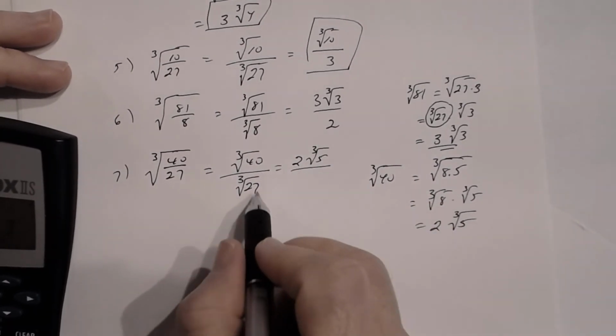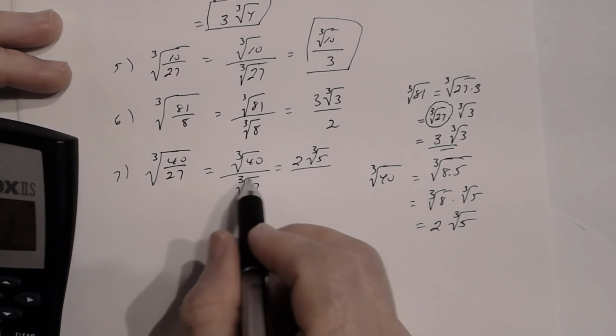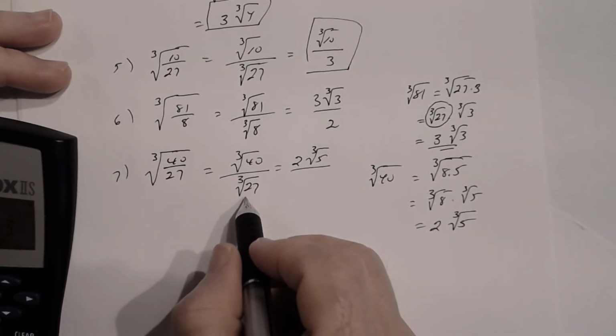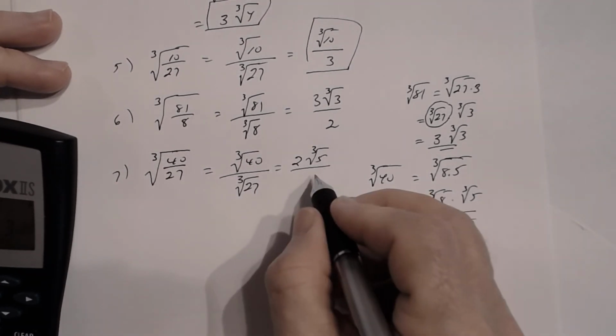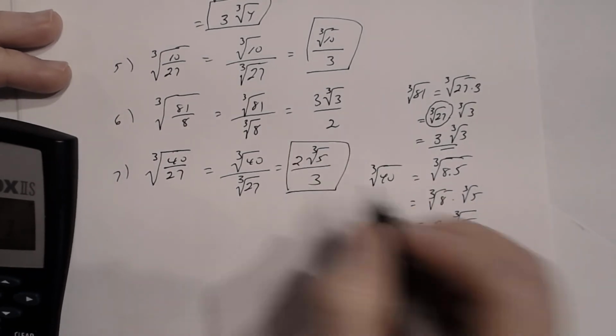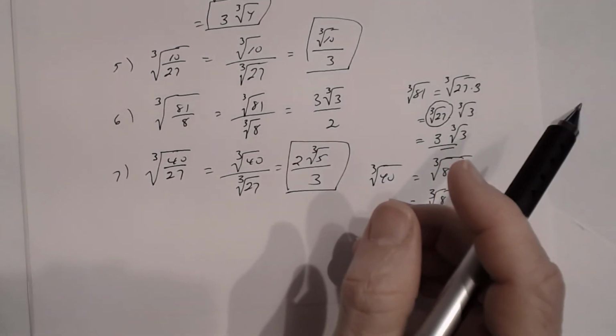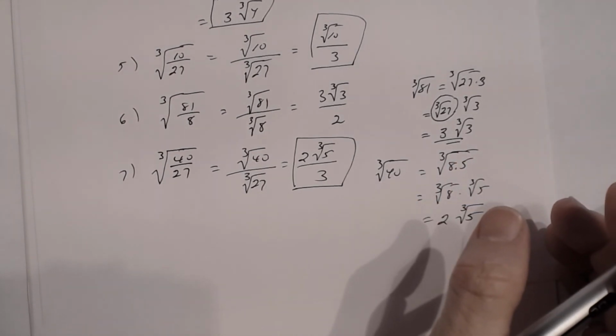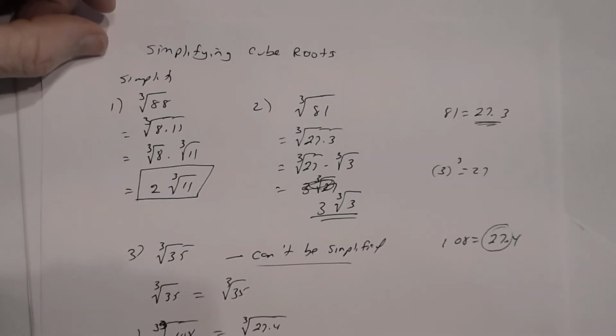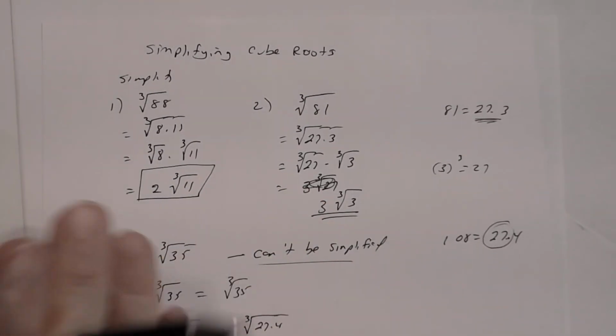The denominator, remember, 27 is a perfect cube, so it's the cube root of 27. What times itself 3 times is 27? The answer is 3. And so that's the answer there. Okay? So those are the problems dealing with simplifying cube roots. That's the lesson on simplifying cube roots. That will take care of this lesson.